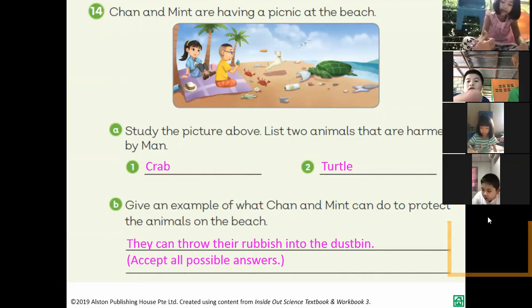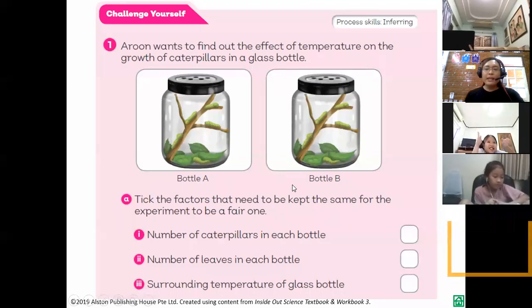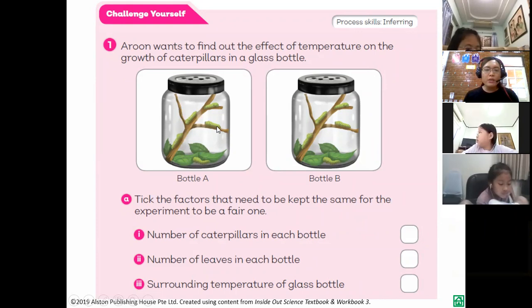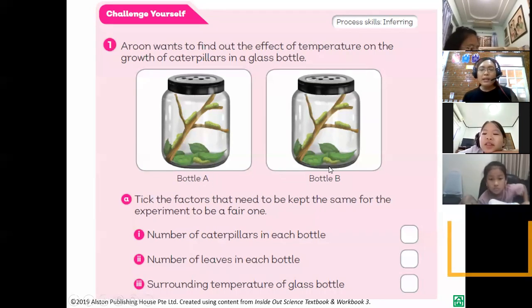Okay, now let's proceed to the next number. Here there are two bottles, bottle A and bottle B. Aaron wants to find out the effect of temperature on the growth of caterpillars in a glass bottle. In each bottle, there are caterpillars. Let's count. 1, 2, 3, 4, 5. So there are 5 caterpillars in bottle A. In bottle B, 1, 2, 3, 4, 5. There are also 5 caterpillars.